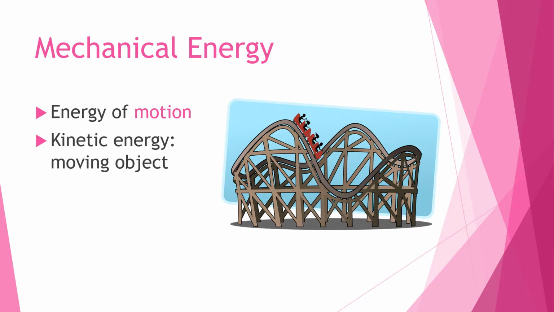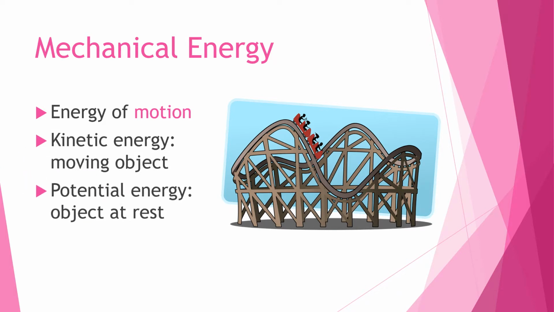And if the object is moving, we say it has kinetic energy. And if the object is at rest, we say it has potential energy. Maybe think about some other examples besides a roller coaster moving and stopping or building up energy. Throwing a baseball. When the baseball is at rest, it has potential energy. When it is in motion, it has kinetic energy.